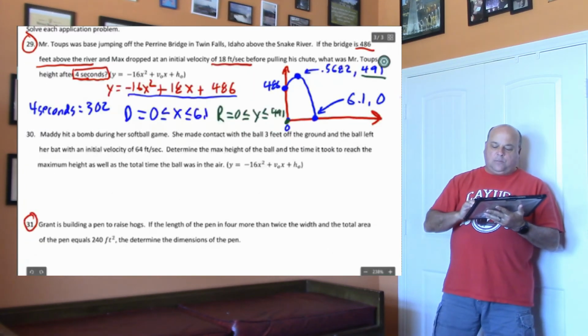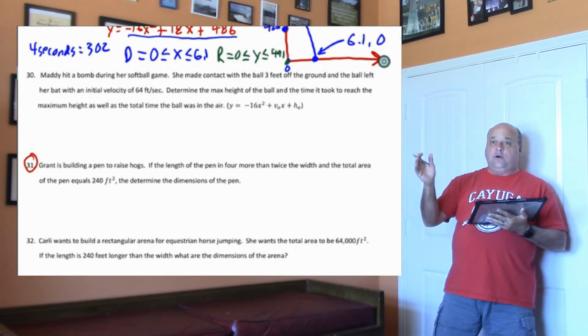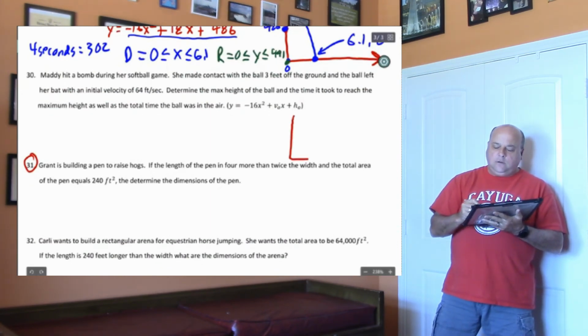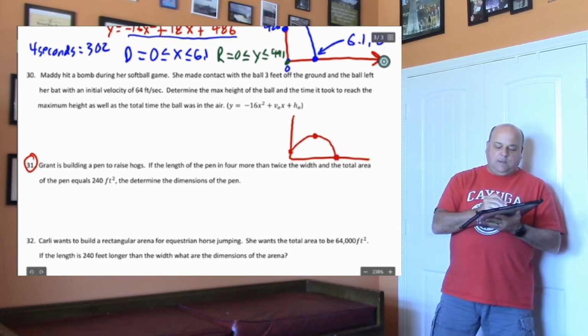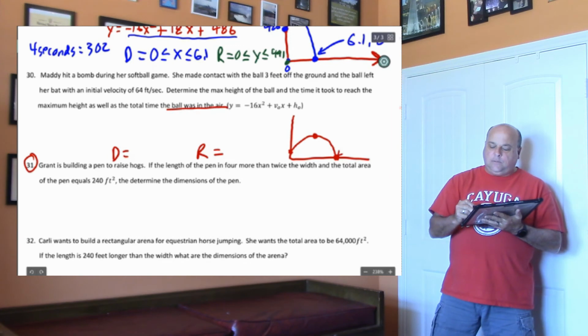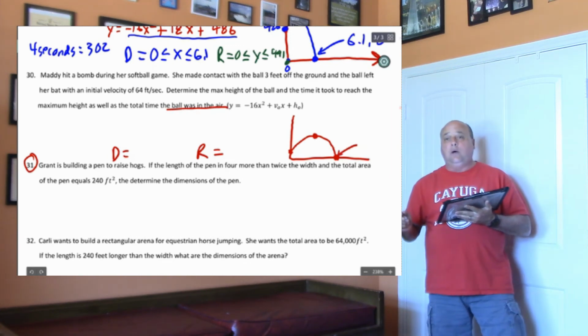You will repeat the process on number 30, okay? So make sure you draw the graph. Okay, it's 3 foot off the ground. At initial velocity, it's going to do this. So make sure you get this dot, and make sure you write down your domain and your range. And you want to know the total time the ball was in the air. So this number right here is going to be the total time the ball was in the air.